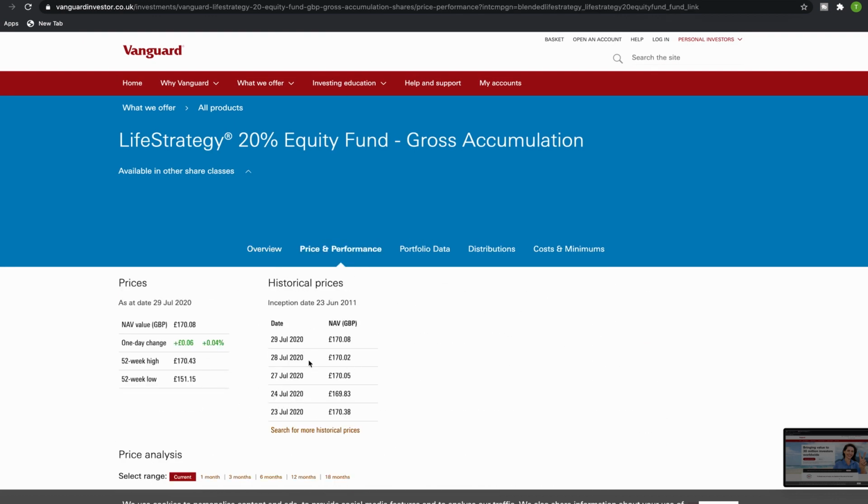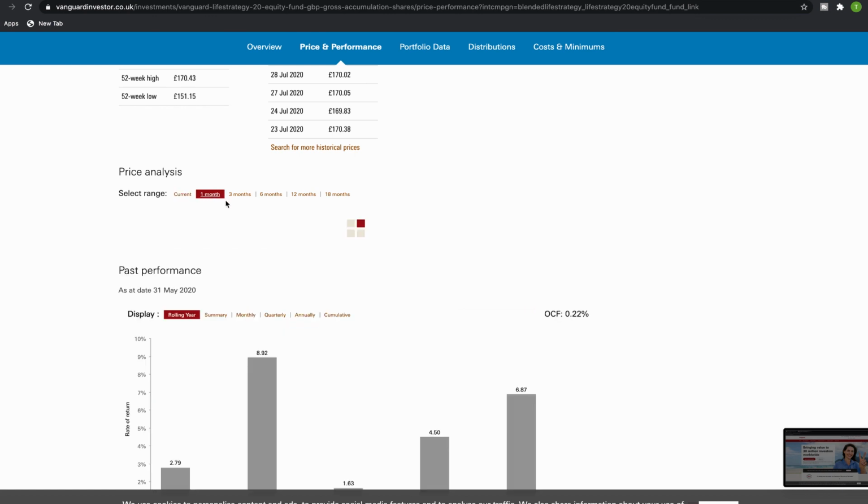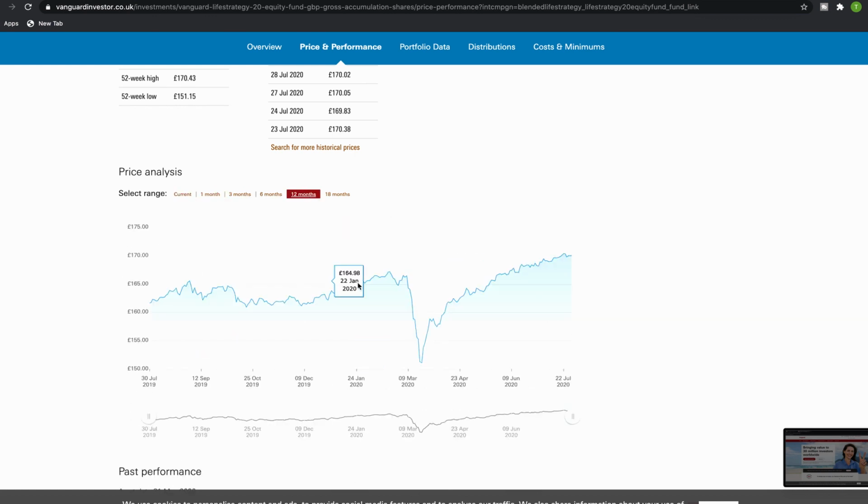As I mentioned before, the price of this changes per day, and that's it there. It tells you the percentage by which it's gone up, the 52-week high and low. It gives you all of that information. Again, here's the graph of the current. From the 28th July to 29th July, this is what has happened, and this is how much the unit price has gone from 169 to 170. You can change it to 1 month, 3 months, 12 months, and see what has happened over that period of time.